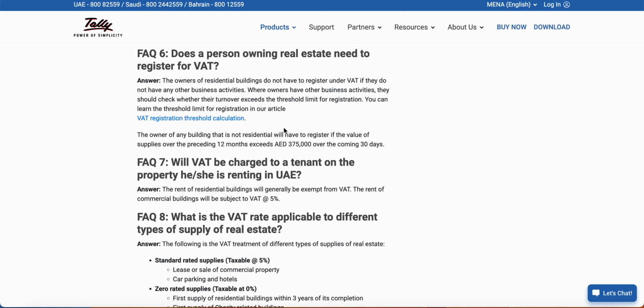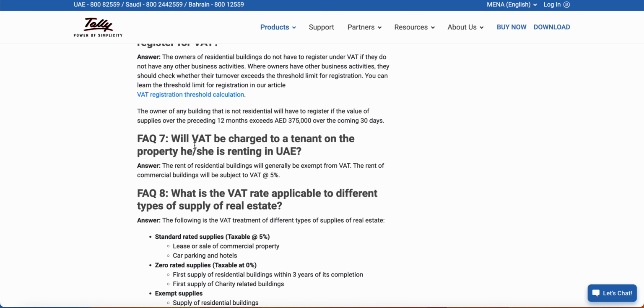And the important thing is that not only selling of goods, but even providing of services is taxable, because this question says, will VAT be charged to a tenant on a property she is renting in UAE? The answer is the rent of residential building will generally be exempt from VAT. The rent will not include any amount of tax. Being exempt means that they have to register, but they do not have to charge any tax.